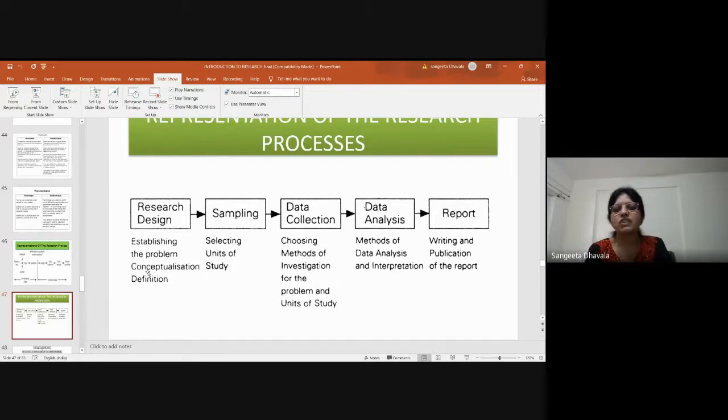You will choose the methods of investigation for the problem and units of study. Then you have data analysis. How are you going to analyze your data? You have 2 major categories in this: descriptive analysis and inferential analysis. In descriptive statistics, you talk about frequencies and percentages, and you can also use bar charts, pie charts, or histograms to represent your data.